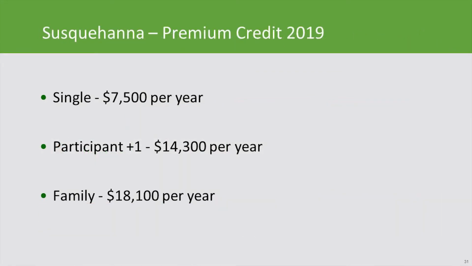So your premium credits for 2019, if you are a single, you will have $7,500 for the year for your premium credit. For a +1, you'll have $14,300 for the year. And if you are a family, you'll have $18,100 for the year. And that's what the conference contributes. Okay? There is still that blended rate that is the church's responsibility to pay for your health insurance.